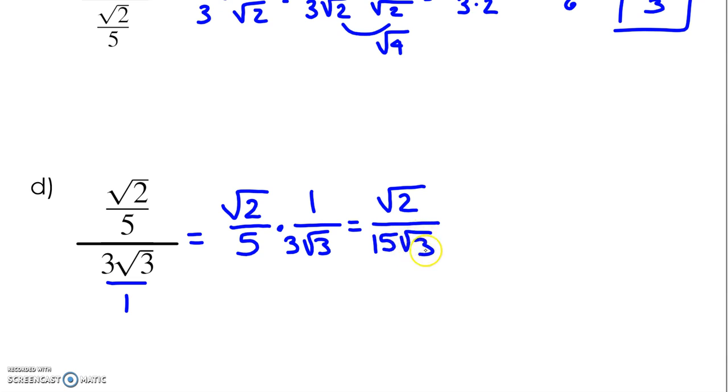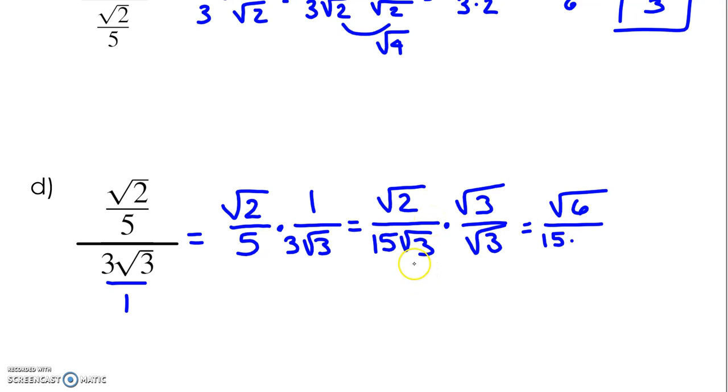And again, this is not simplified because we have a square root in the denominator. So let me multiply the top and the bottom by the square root of 3. Now in the numerator, I have the square root of 6. They're both under square root, so I can multiply them. And then in the bottom, I have 15 times, well, square root of 3 times the square root of 3 is just 3. So my final answer is the square root of 6 over 45.